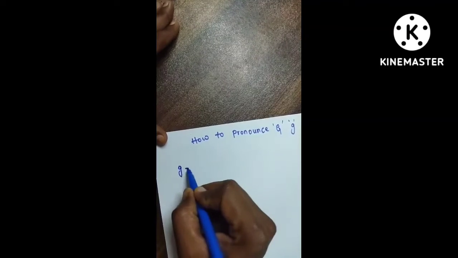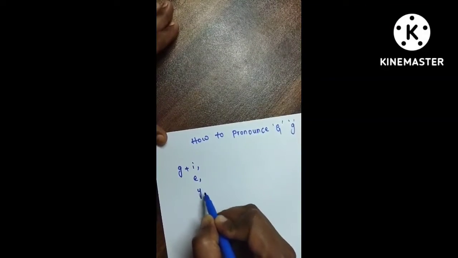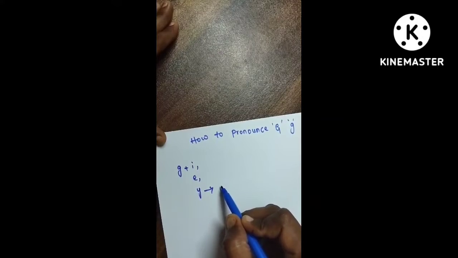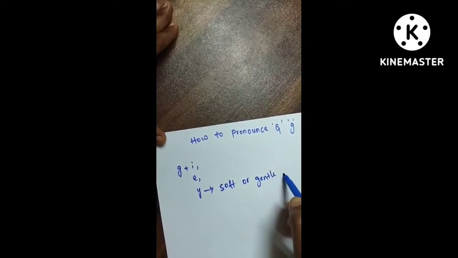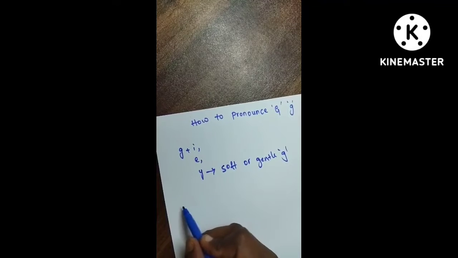After G, if either I, E, or Y is there, any one of these letters, then it makes the sound Ja. This G is called soft or gentle G. So let us see some examples.